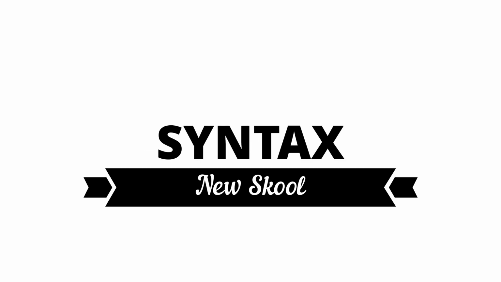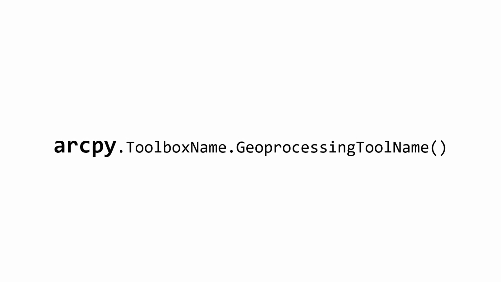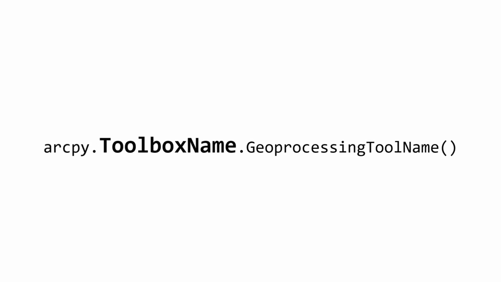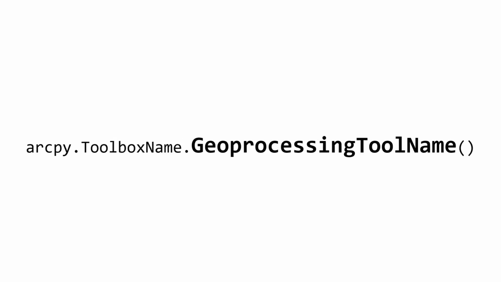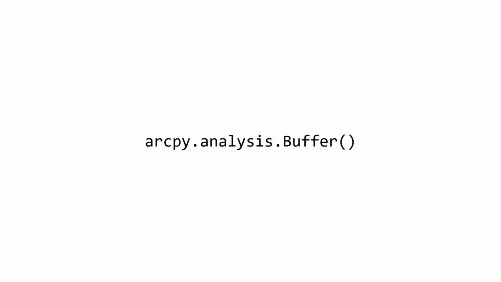Syntax! New school! ArcPy is a constant, followed by a dot and a toolbox name from where the tool comes from, followed by another dot and the geoprocessing tool name itself. Our example, please? Absolutely. We have ArcPy dot analysis, which is the toolbox, dot buffer, which is the geoprocessing tool name.